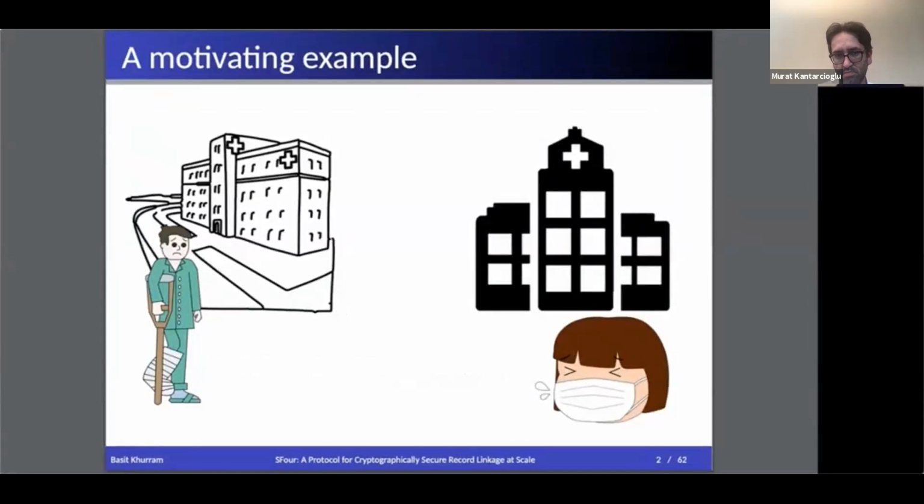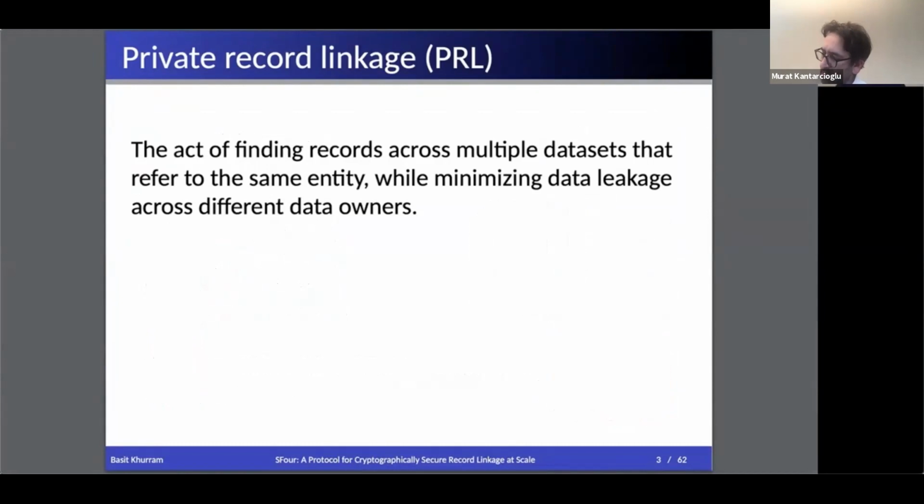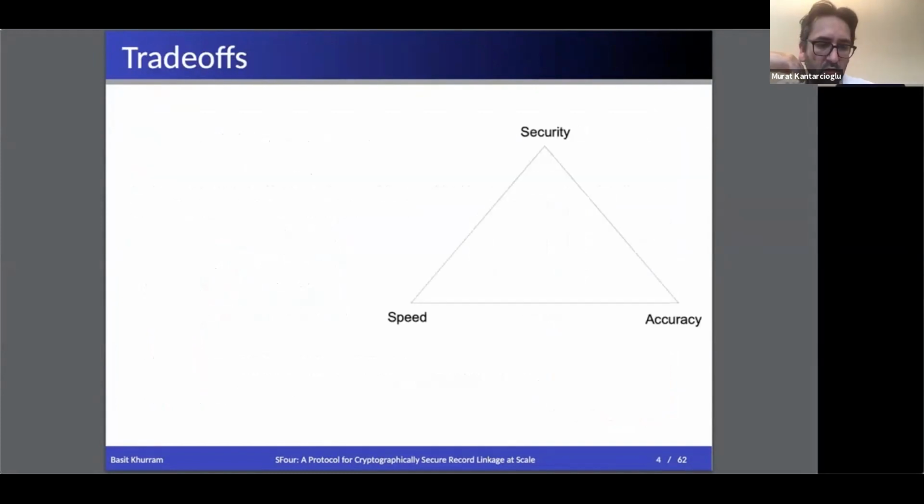In order to advance medical research, it is essential that health practitioners collaborate with one another, especially during times of crises. However, the exchange of information between health institutions is strictly regulated, and understandably so. This brings us to our topic of discussion, private record linkage. The act of finding records across multiple datasets that refer to the same entity while minimizing data leakage across different data owners.